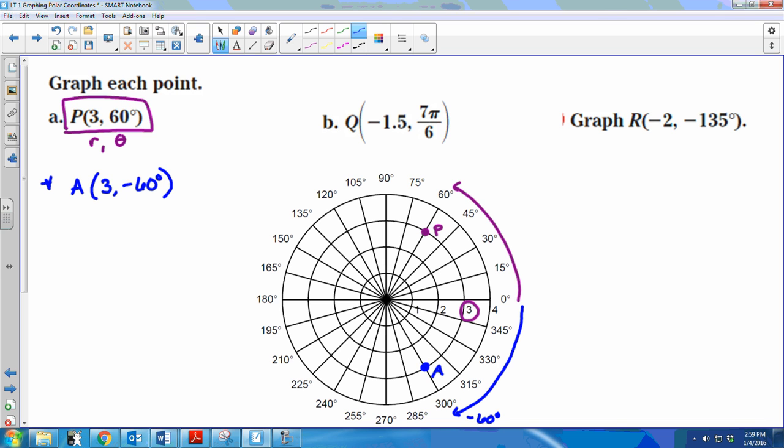So if r is positive, you just find that angle measure and find that distance from the pole and put the point on the polar plane.